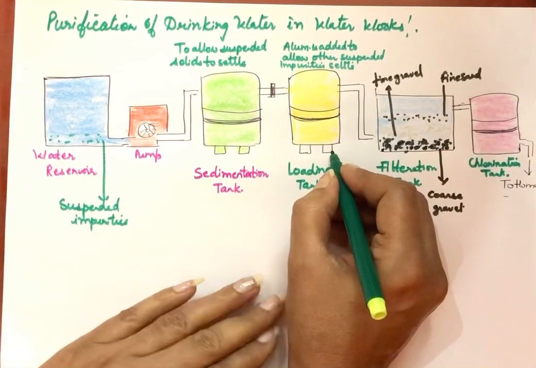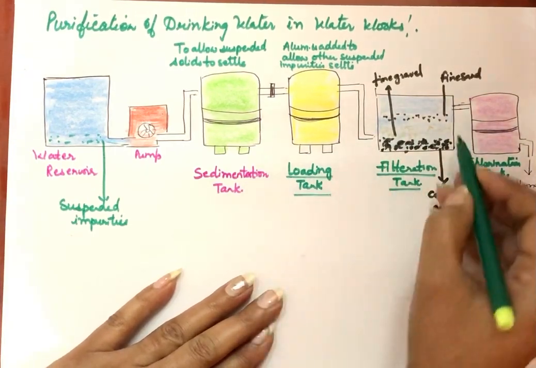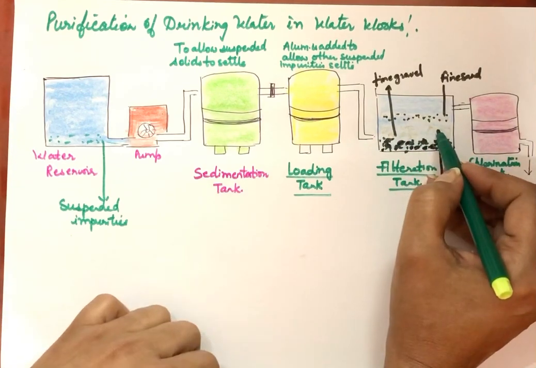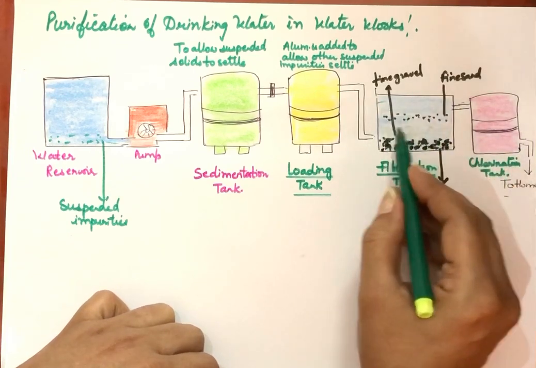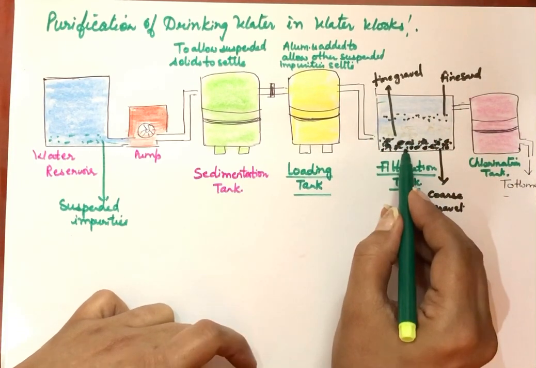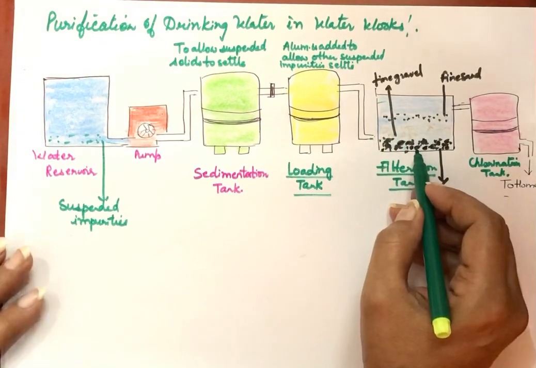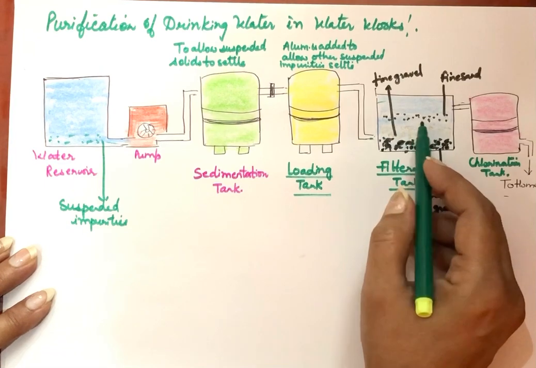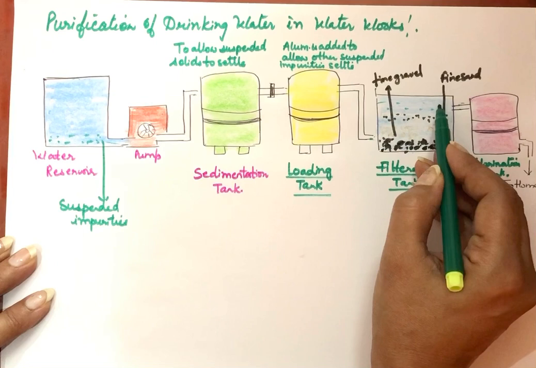From the loading tank, the water comes into this filtration tank. In the filtration tank, there are 3 layers. One is of the coarse gravel, then the center part, fine gravel is there. On the top, there is fine sand. So when water comes into this tank, it is slowly rising up. Impure water comes in, and as the water is rising up, all impurities in the water are retained here. And on the top here, what we'll have is pure water.